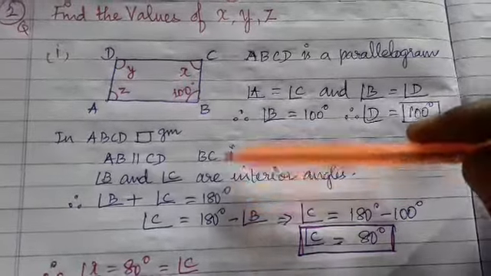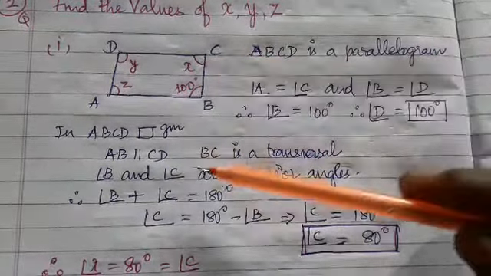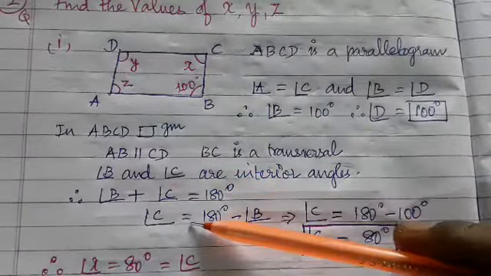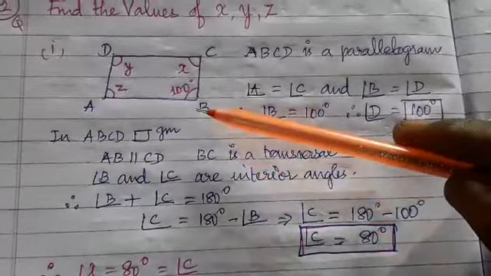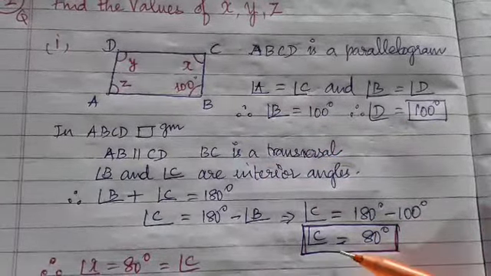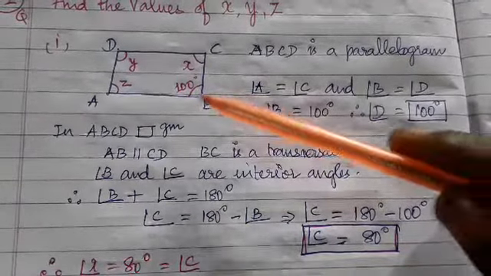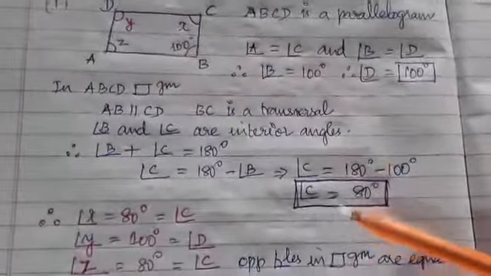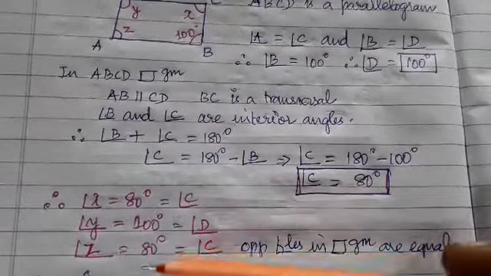Okay. So angle B is 100. Angle C will be what? B plus C equals 180. Angle C equals 180 minus angle B. Already we know angle B is 100 degrees. So 180 minus 100 gives angle C equal to 80 degrees. And C is the opposite angle of A. Therefore, angle C equals 80 degrees means angle A is also 80 degrees.